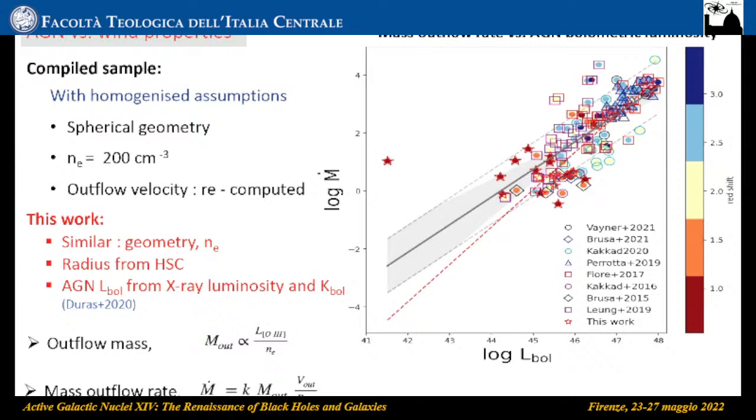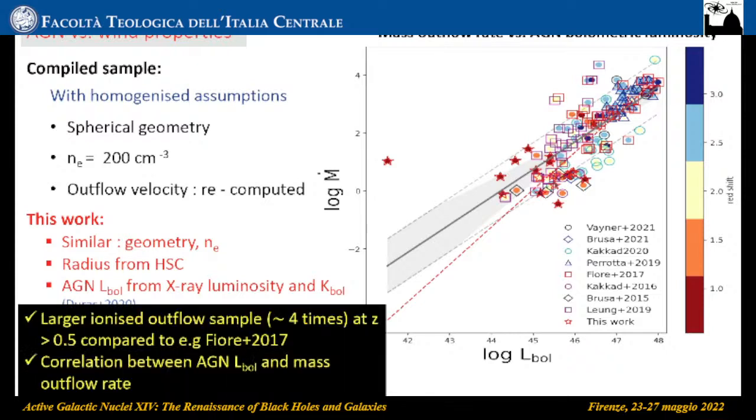And then we computed the mass outflow using this formula, which depends on the [O III] line luminosity and the gas electron density. Then we computed the mass outflow rate using this formula. So looking at this figure, which is the mass outflow rate and the AGN bolometric luminosity, we obtained a scaling relation, the correlation in the gray, and we also highlight the relation from Fiore 2017. And we also try to color code using the redshift, although we don't see a significant trend in the redshift.